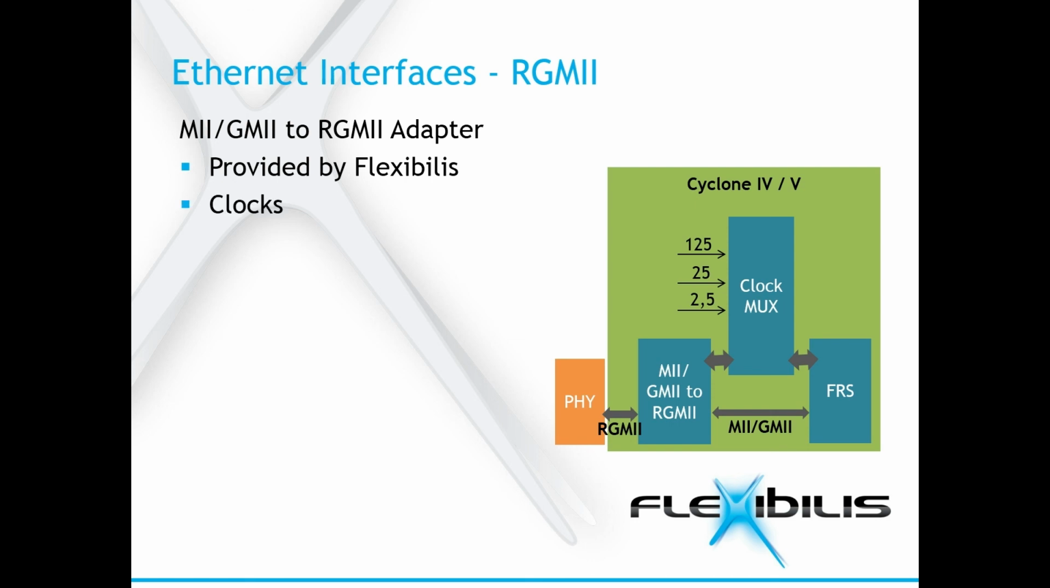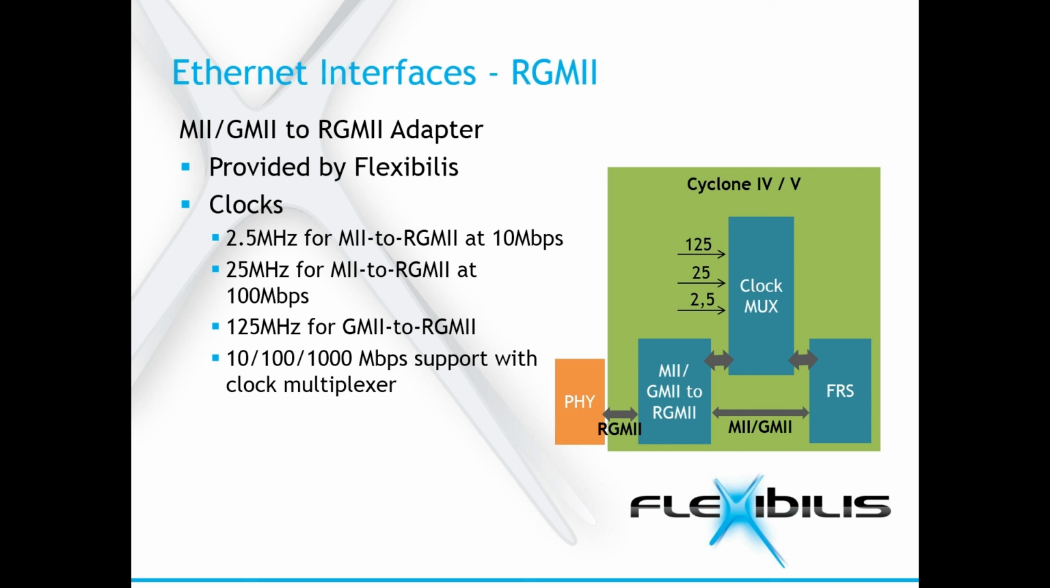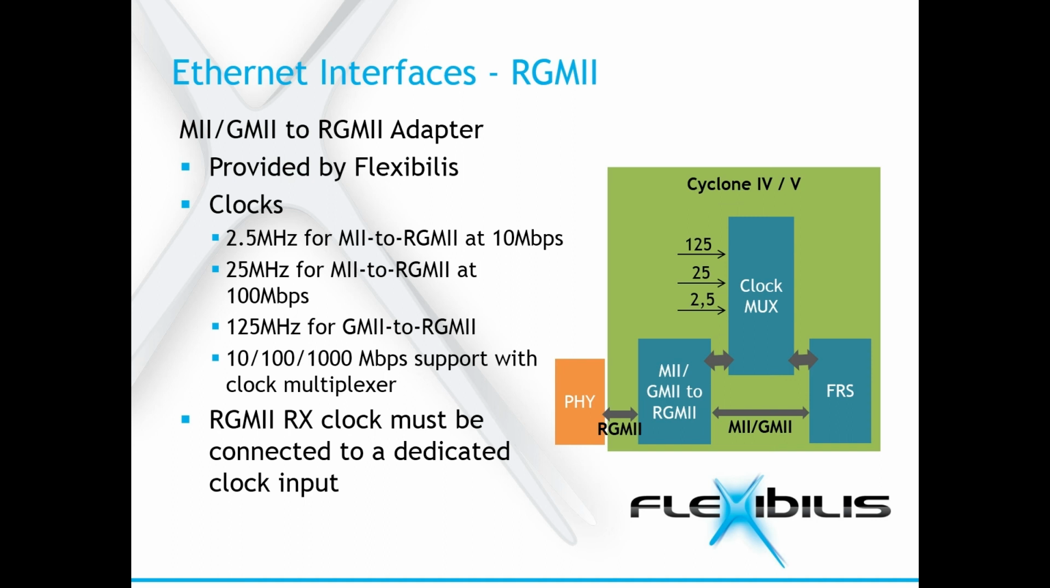The clocks needed are the same as with MII and GMII: 2.5 MHz for 10 megabits per second, 25 MHz for 100 megabits per second, and 125 MHz for gigabit. A clock multiplexer is needed if the port is not forced to one single speed setting. The RGMII RX clock needs to be connected to a dedicated clock input pin of the FPGA chip. A trial compilation is recommended to verify the pin locations.